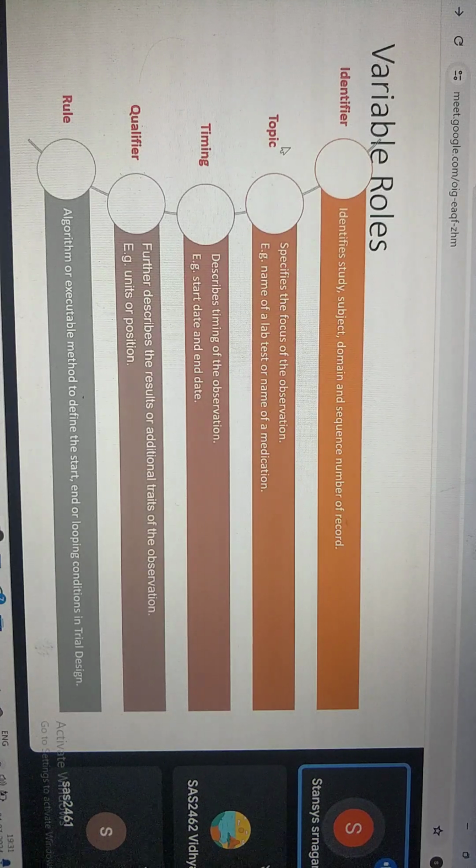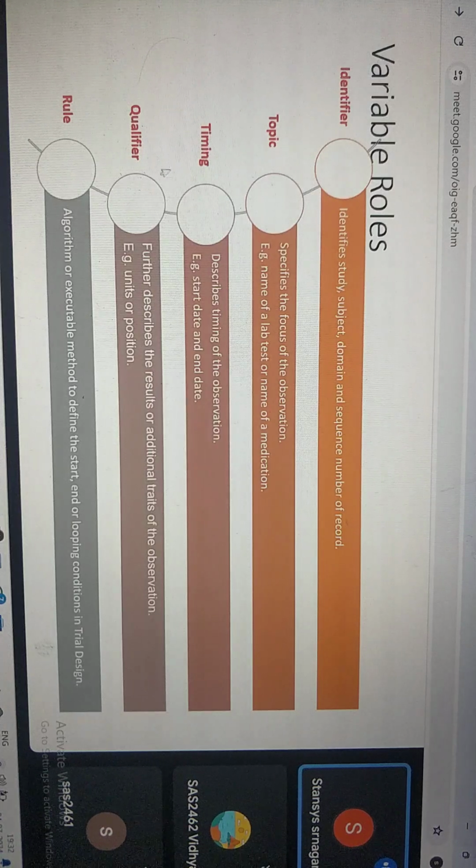Remember, the topic variable gives the specific focus of that particular observation. Example, name of the lab tests or name of the medications. For example, when it comes to concomitant medication, what is that identification? Drug name. Combiflam is a drug name, Dolo is a drug name. That is the key information for the particular domain. That is a topic variable. Each and every domain will have only one topic variable. All other classifications will have multiple variables, but the topic variable is only one for each and every domain.